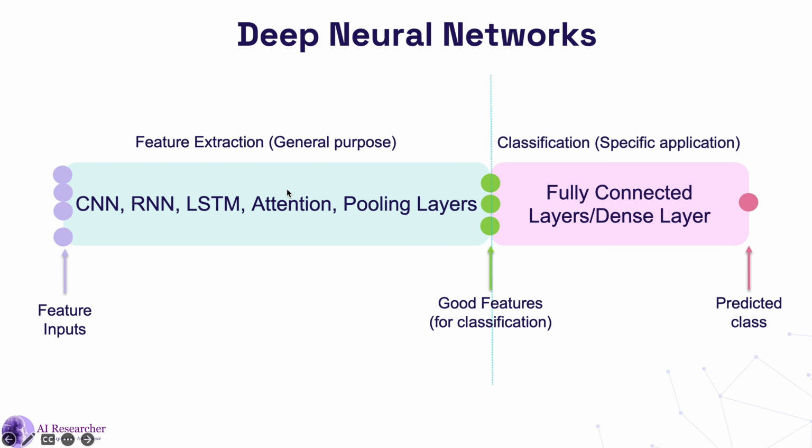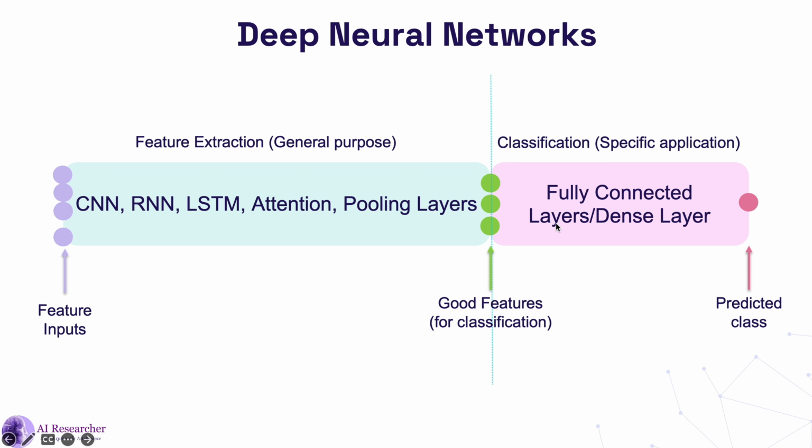The next is feature extraction, which is a general purpose phase. At this stage, the data pass through one or more types of neural networks that are adept at extracting relevant features, and these networks may include convolutional neural network, then recurrent neural network, LSTM long short term memory, then attention, pooling layers. After processing these layers, the network has a set of good features for classification, and these are the features that are most informative for making decision or classification.